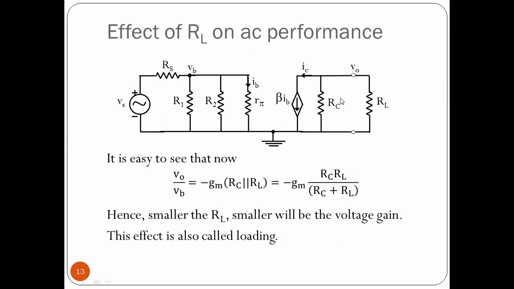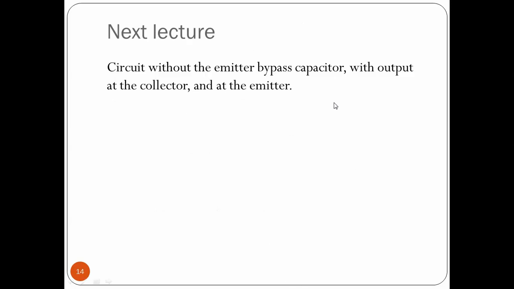We'll discuss more about how to make RC small, etc. next time. But before we do that, next lecture we'll discuss the circuit without the emitter bypass capacitor, and we'll look at two cases with the output at the collector and with the output at the emitter. The output at the emitter is an important circuit also, so we'll look at it next time. All right.